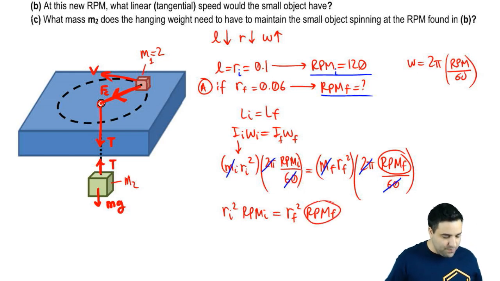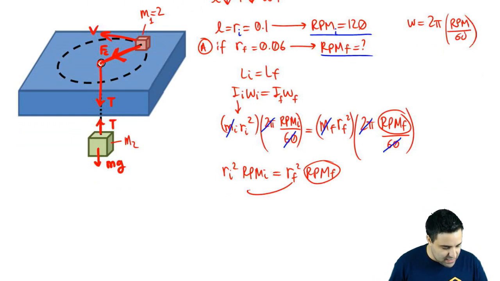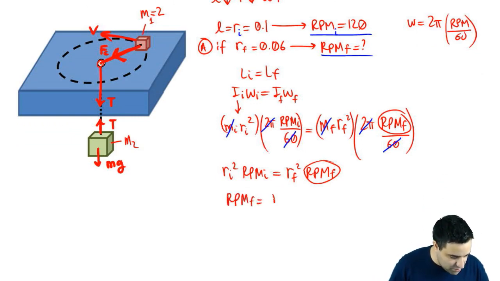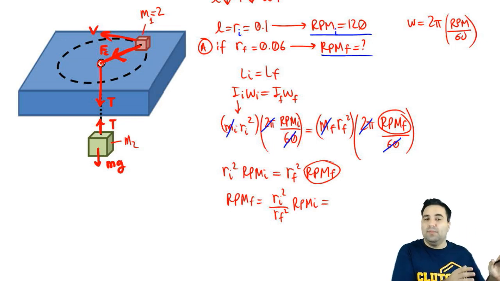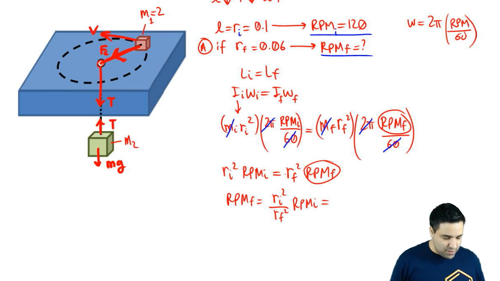And this is what we're looking for. So I can solve for RPM final by moving this guy to the other side. So it's going to be RPM final is Ri squared over Rf squared, times RPM initial. So notice how the RPM final is the initial RPM times a ratio of the squares of these distances here, right?